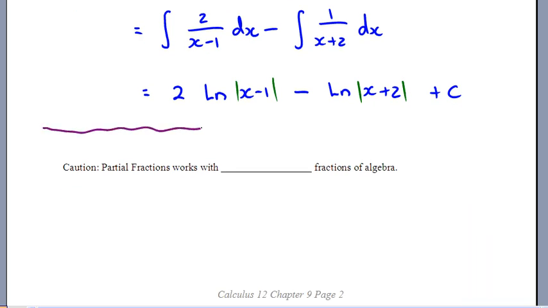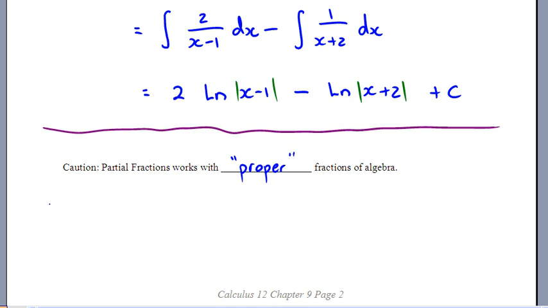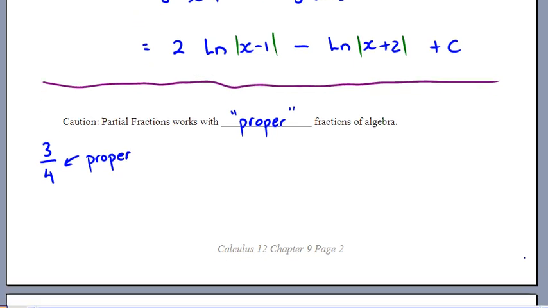You're going to see that it only really works if these fractions that we work with are what we call proper fractions of algebra. So let's talk about proper and improper fractions. In middle school, we would have said a fraction like 3/4 is a proper fraction because that 3 is less than the 4. But a fraction that looks like 4/3, that one would be improper, because now the numerator is bigger than the denominator.